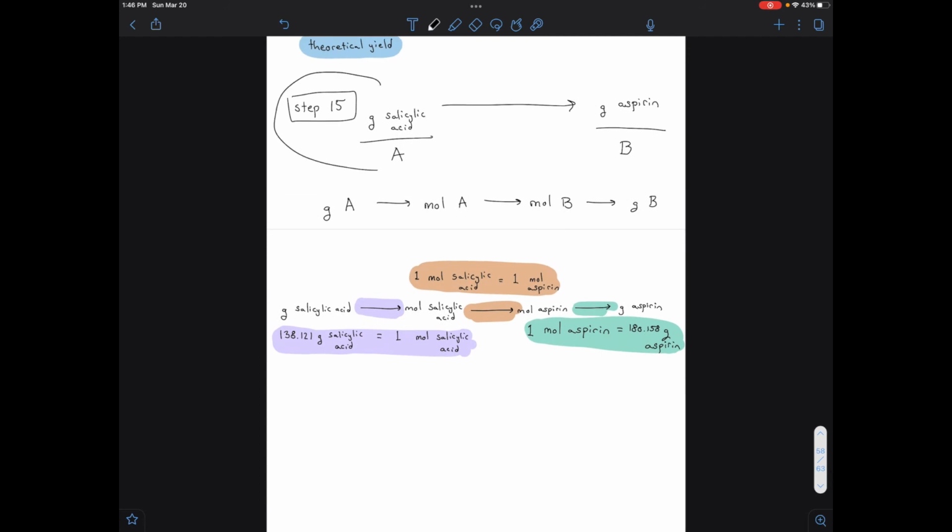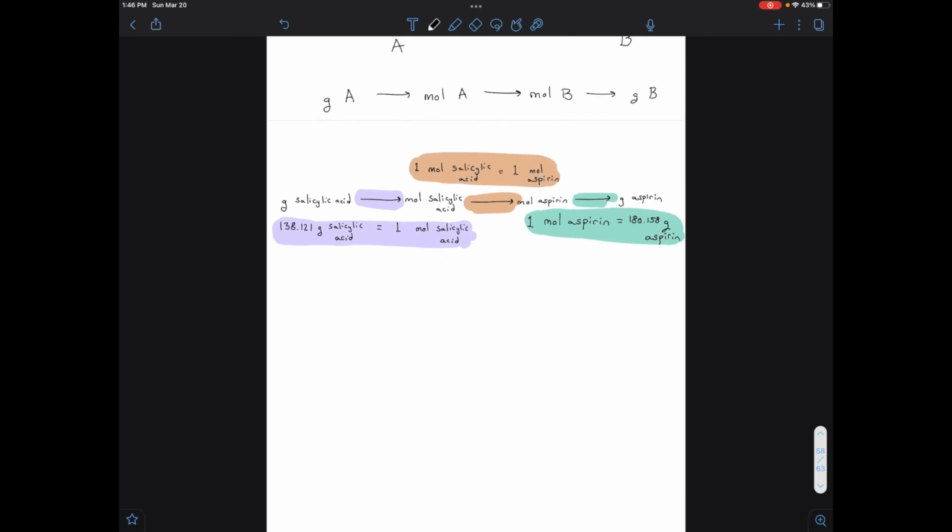You would take the amount of salicylic acid that you weighed out in step 15. So you have a picture of that from step 15. How much salicylic acid did you weigh out? So you'll take that, and that will be your starting point. That is what's going to limit how much aspirin your specific group can make. So you have that certain amount of salicylic acid.